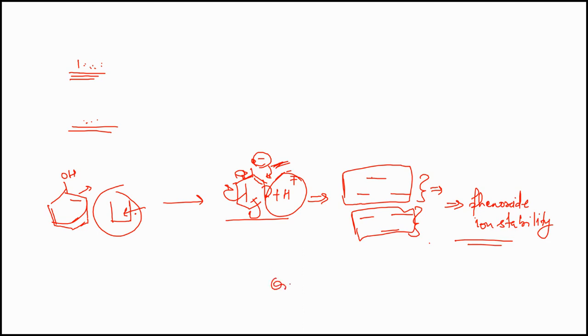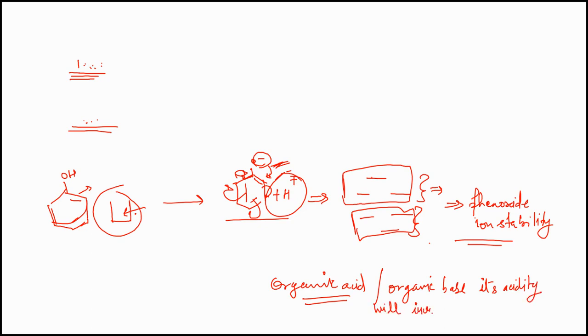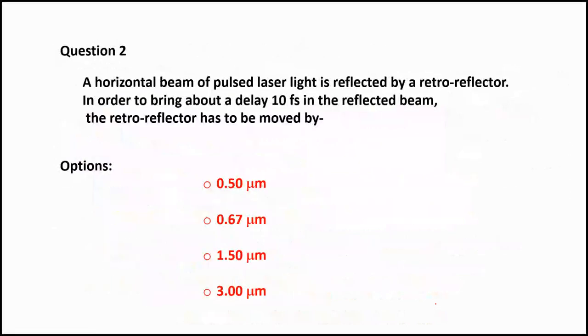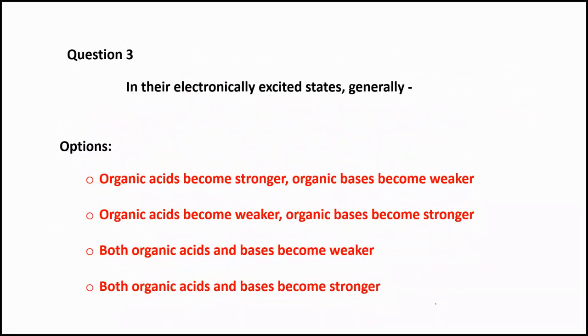when you talk about any organic acid, because of this delocalization, or you can say this excited state thing, the organic acid or any organic base, its acidity will increase in the electronically excited state. Okay. Now, if we just take an example of any organic base, if you want it in detail, or else if you understood this, we'll just proceed to the other question.